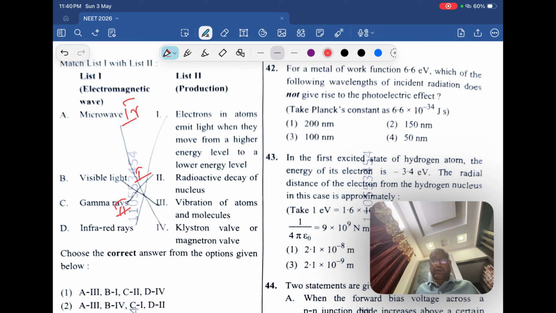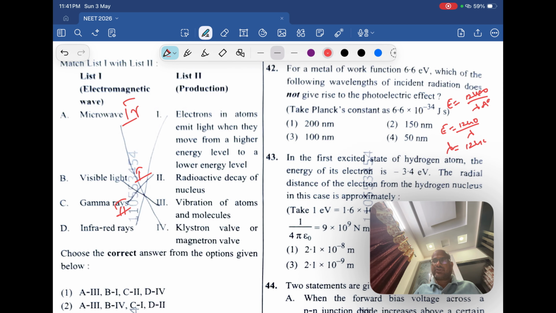does not give rise to photoelectric effect? Okay. Work function is given, so wavelength you can calculate. We have seen that energy in electron volt is 12,400 by lambda in angstrom. Or you can take energy is 1240 by lambda in nanometer. Lambda you find out 1240 by 6.6. You will get some value, approximately 200 nanometer.